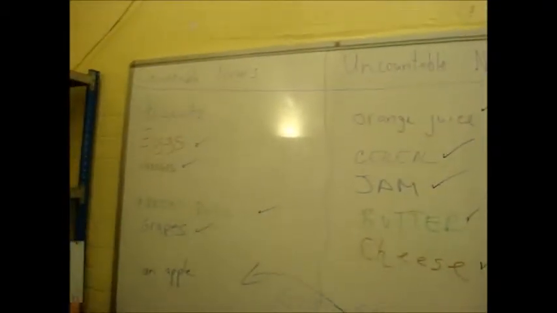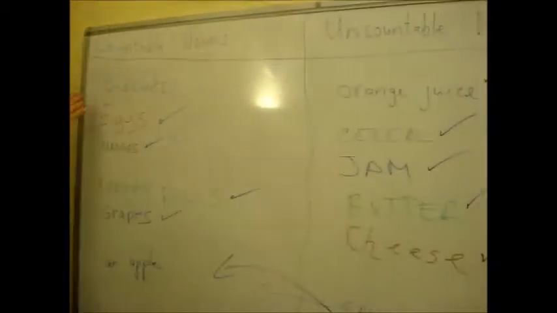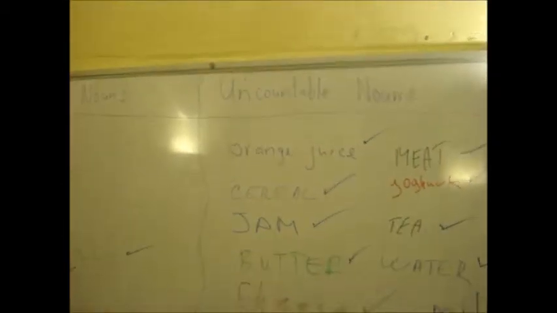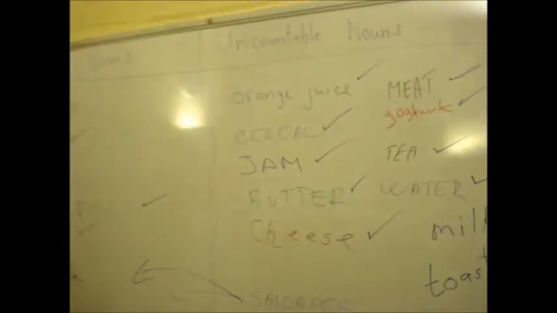And remember, the thing about countable nouns is they can always be plural. One biscuit, two biscuits, an egg, two eggs, an orange, five oranges. They can always be plural. Don't forget, sausages are countable. A banana is countable because there can be bananas. All the others are uncountable over here.